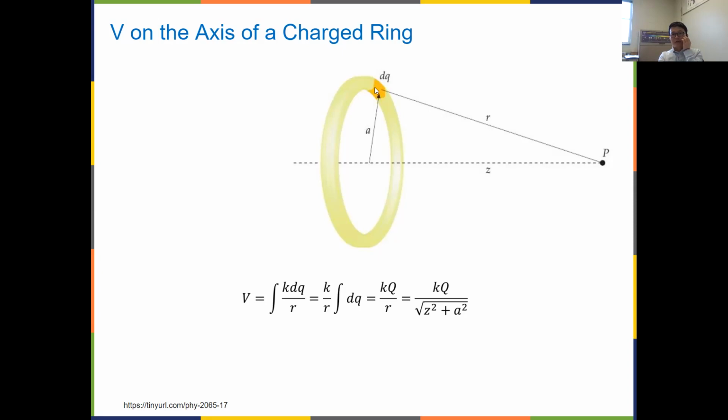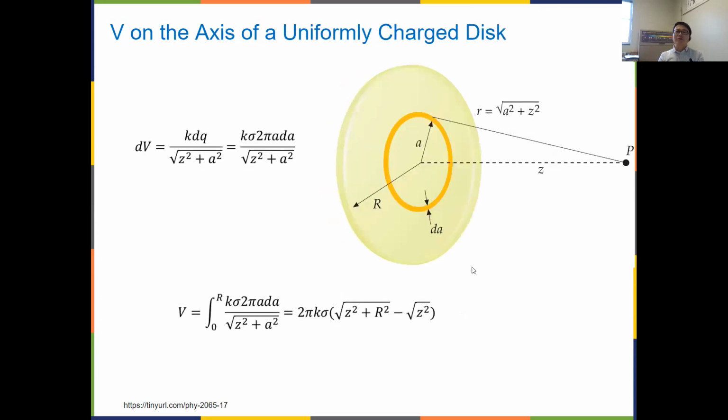But if you take this as dq, you can integrate through the whole charge, right? So just take dq as the integration variable. Everything else is not dependent on dq, so integrating through the whole thing gives a result of total charge Q. So kQ over R, where R is the distance, and you can calculate R by the Pythagorean theorem: the square root of A squared plus Z squared.